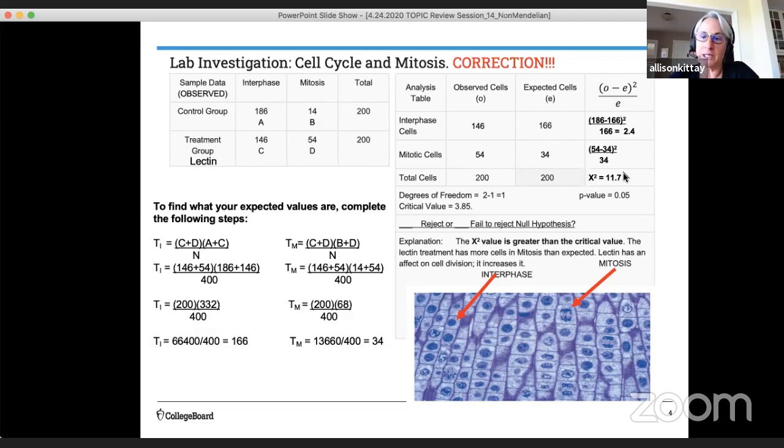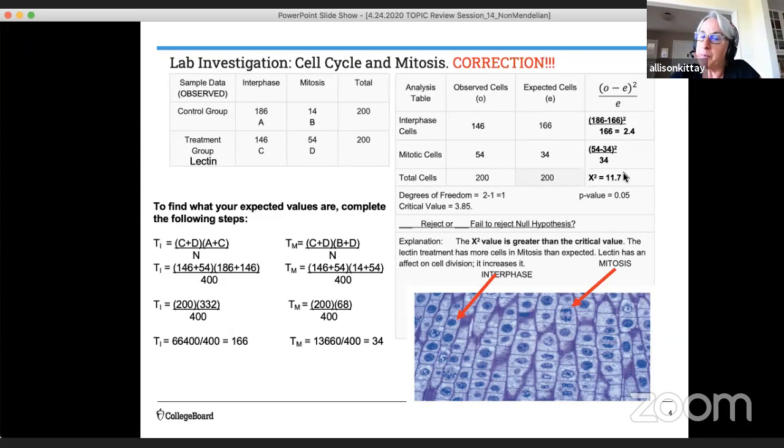Then we have to recall that we need to compare that to a critical value that we derive from a critical value table in order to evaluate. In other words, to say what that value tells us. So from the critical values table, we're going to be using a p-value of 0.05, which means that we're going to be 95% sure of our result, and that it is not attributed to chance alone. Our degrees of freedom are the number of categories minus 1. So we have two categories, interphase and mitosis, minus 1. So our degree of freedom is 1. And if we look at our critical value tables, it tells us that our critical value is 3.85.